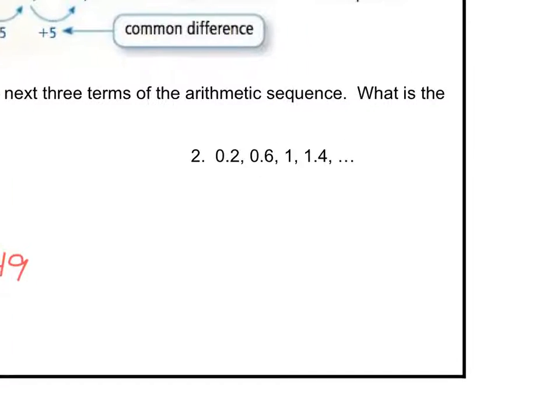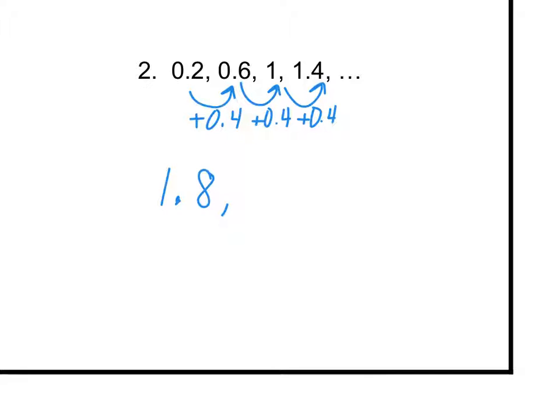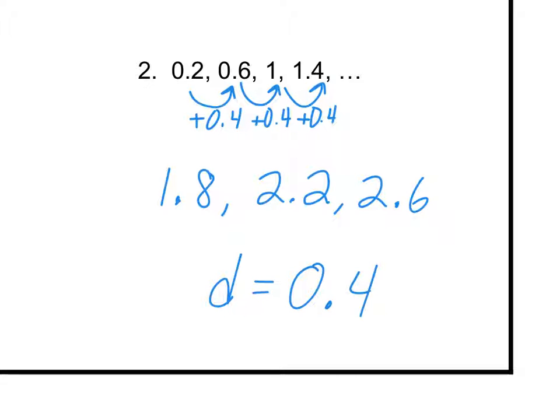Go ahead and try that one on your own. Find how it's changing. Find your common difference. Get the next 3 terms, please. You should get 1.8, 2.2, and 2.6 because it is adding 4/10 every time, so the common difference is positive 4/10, 0.4.